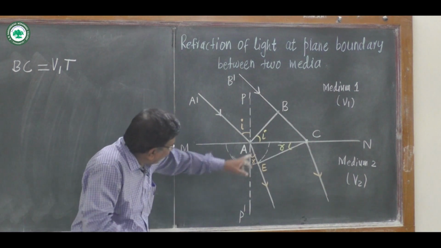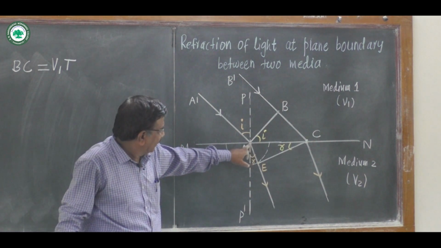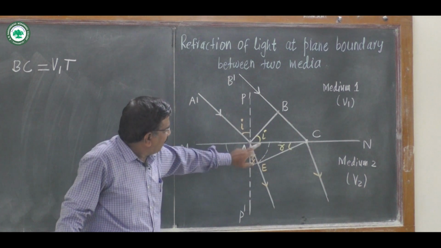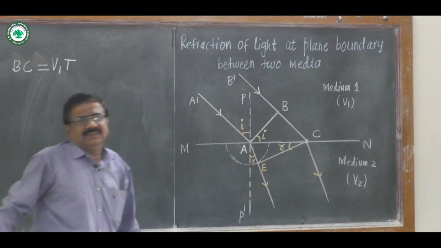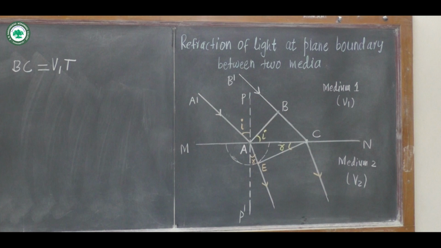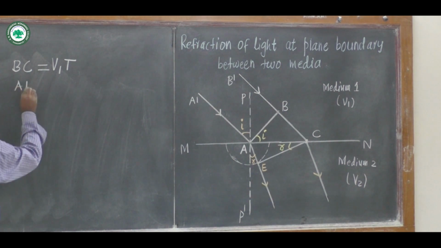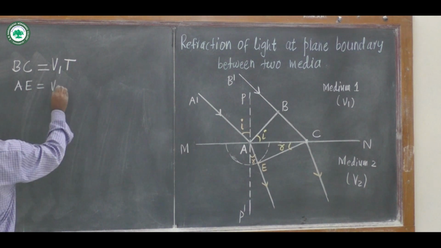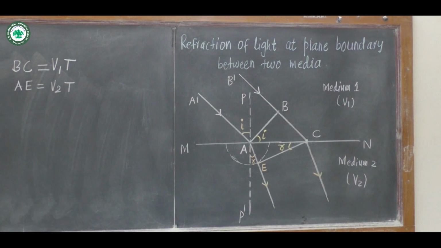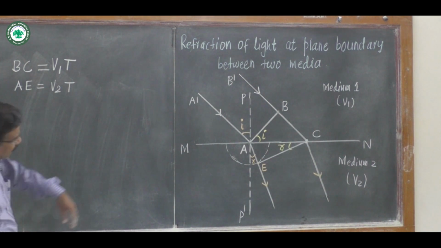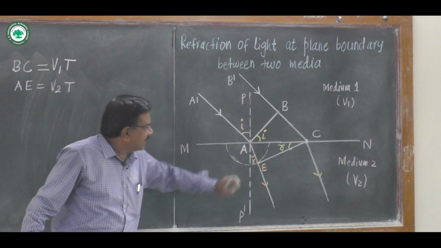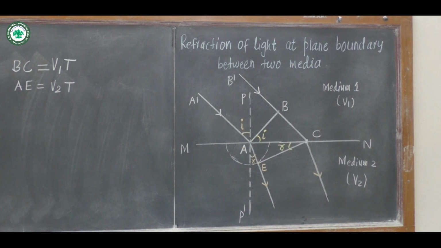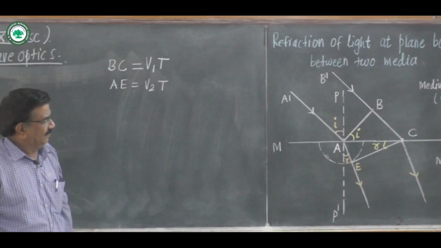During the same time t, the light waves from A cover a distance AE, and that AE is v2 into t.